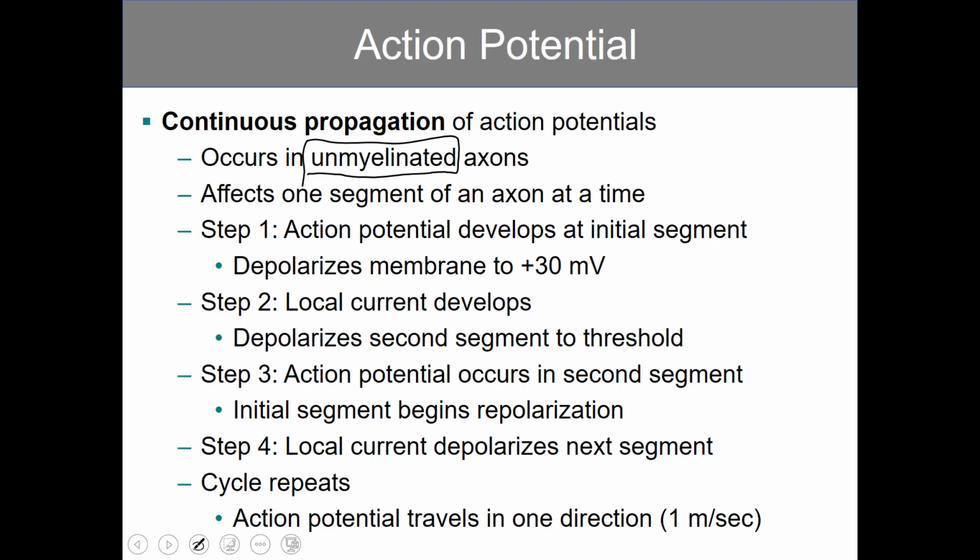So step 1, the action potential develops at the initial segment of the axon through the depolarization of the transmembrane potential to threshold. Step 2, the local current develops and it's going to depolarize the second segment to threshold. Step 3, the action potential occurs in the second segment and the initial segment is going to repolarize. Step 4, the local current depolarizes the next segment. And that cycle is going to repeat as the action potential travels down the length of the axon. And it does so at about 1 meter per second.